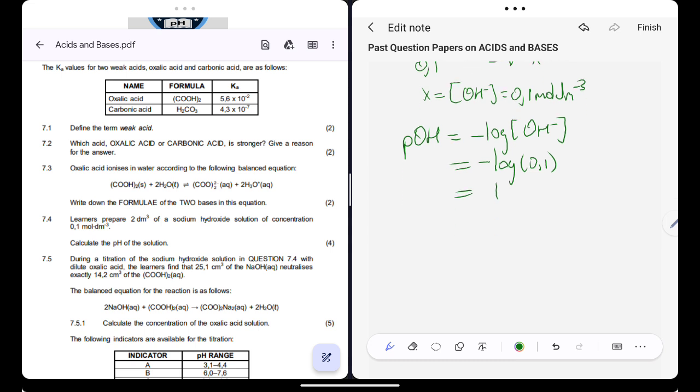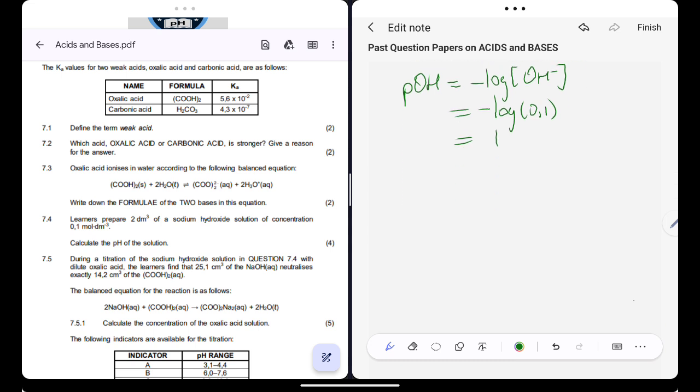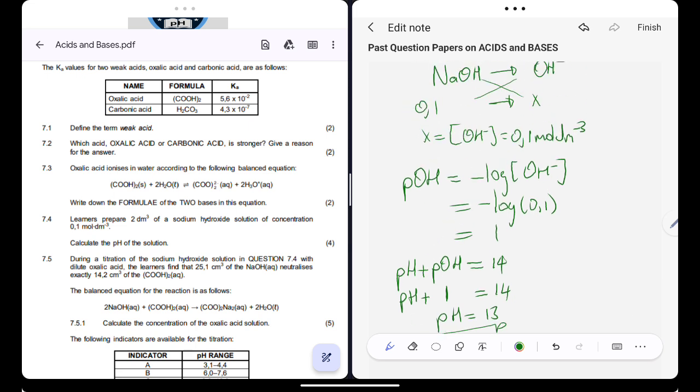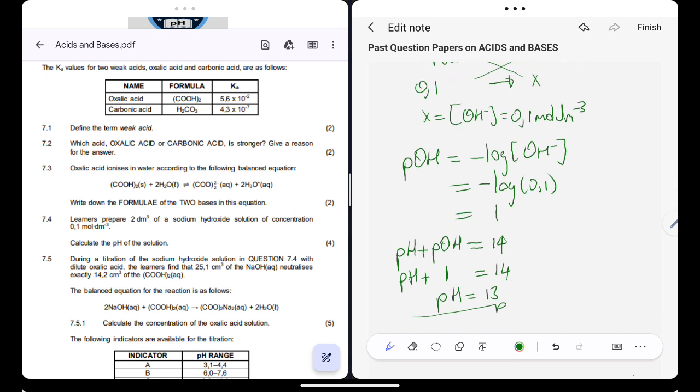I simply get 1. And then for me to calculate my pH, guys, I'll simply say pH plus pOH will give me 14. I want to find pH. I calculated this to be equal to 1, so my pH will be equal to 13. Are you together? I always prefer using the pOH route, guys, because it's always neater.